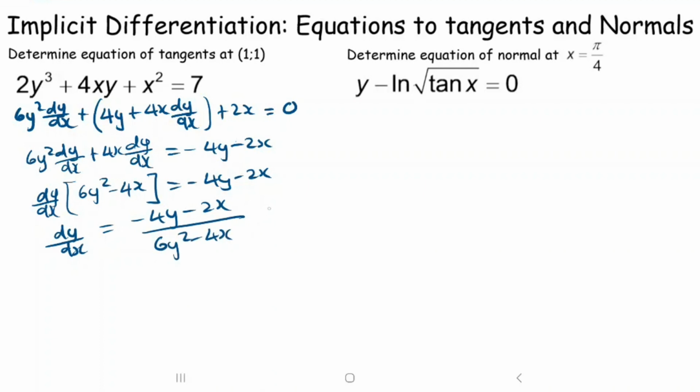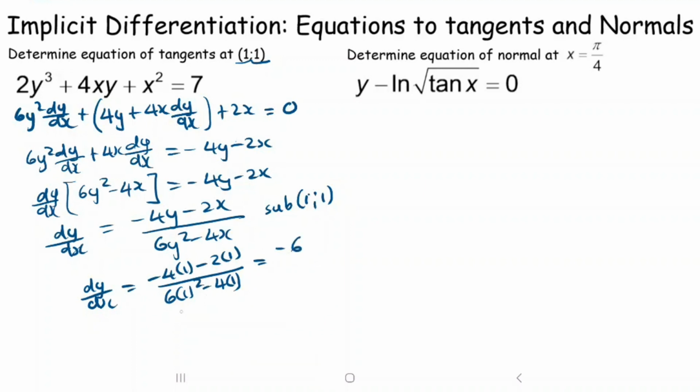All right, so what we then have to do is sub in our point of contact, which is (1, 1), in order to explicitly find what that expression is. So our derivative is now going to be, we substitute 1 wherever we find x and y. So this is 6 times 1 squared minus 4. Minus 4 minus 2 gives us minus 6, and 6 minus 4 gives us 2. Therefore, the derivative is just minus 3.